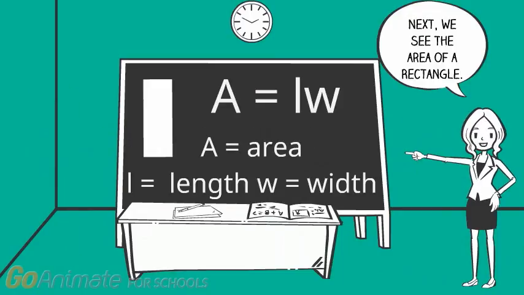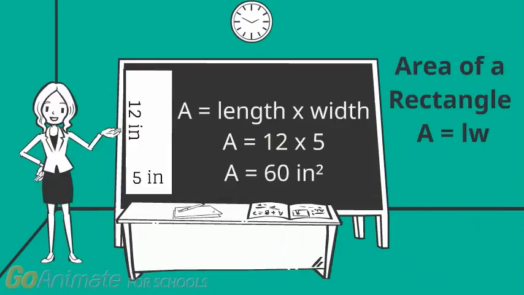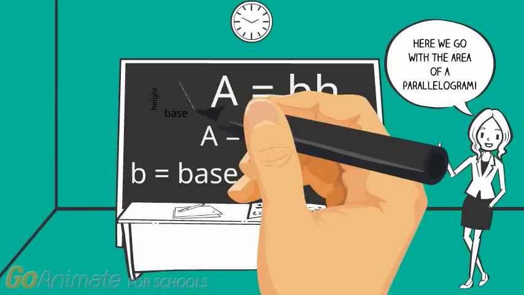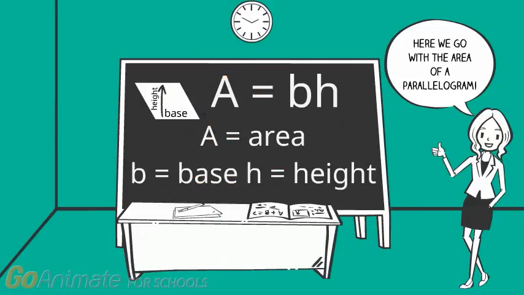Next up on the GED formula sheet is the area of a rectangle. The formula is A equals LW. A is area, L is length, and W is width. This formula is stating that the area of a rectangle is equal to the length times the width. In the example you see on the board, the length of the rectangle is 12 inches, and the width is 5 inches. Using the formula A equals L times W, we determine the area of the rectangle is 60 inches squared.